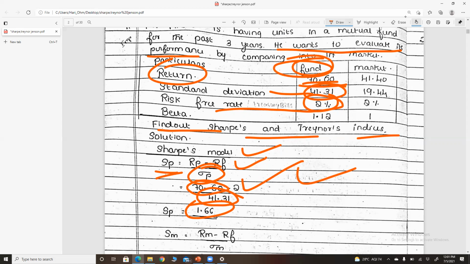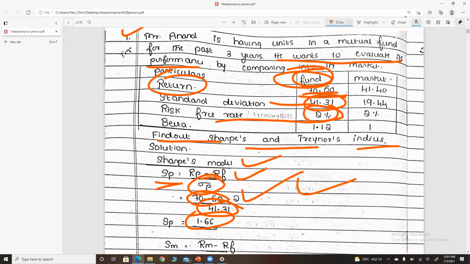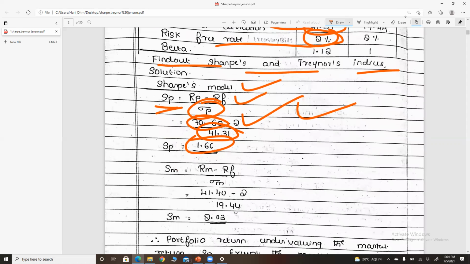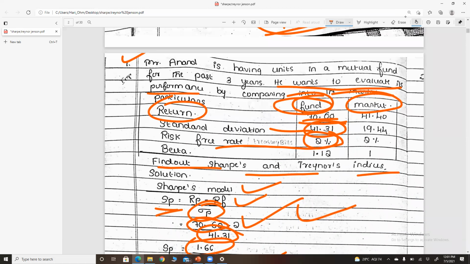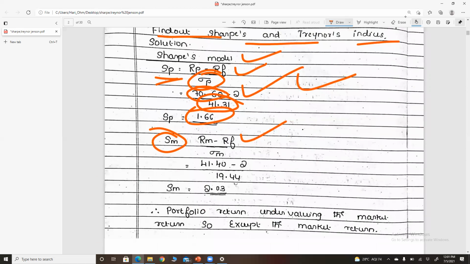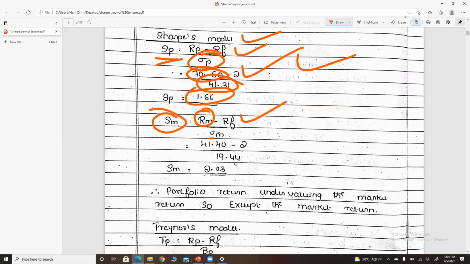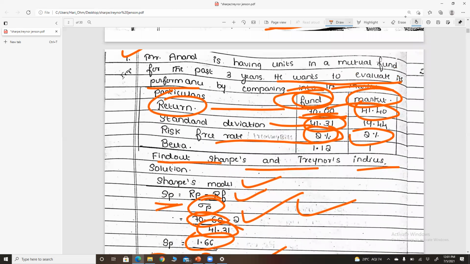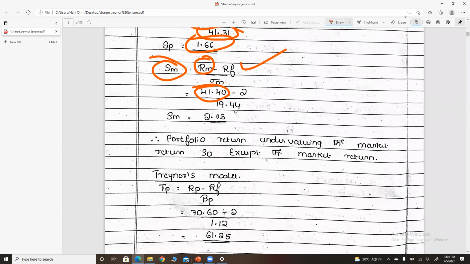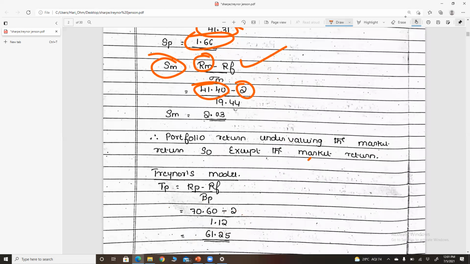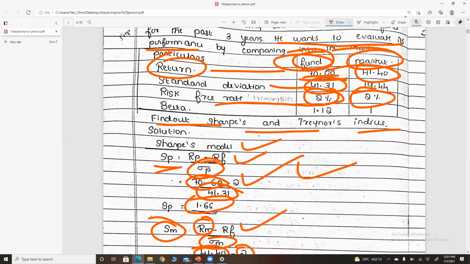Clear? Next, you need to calculate for the market. That is SM equal to RM minus RF divided by standard deviation M. Now we check this column. Here the return is 41.40, that is market return RM. RM is 41.40 minus 2. RF is 2%. Then all divided by standard deviation M. Here the standard deviation is given.